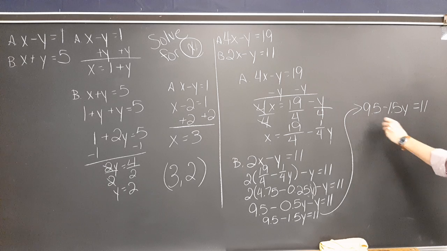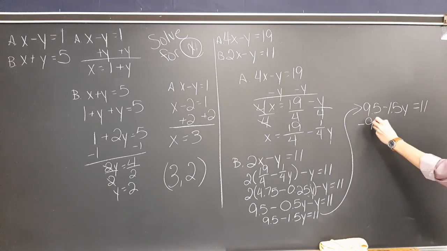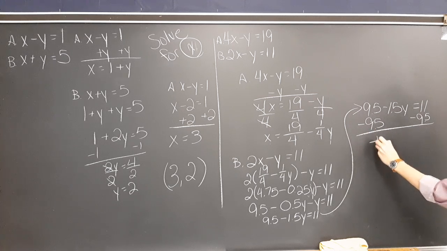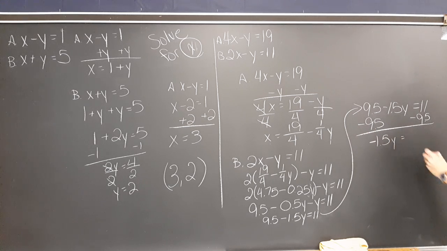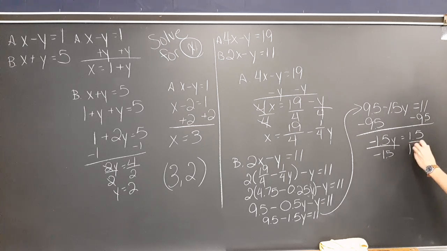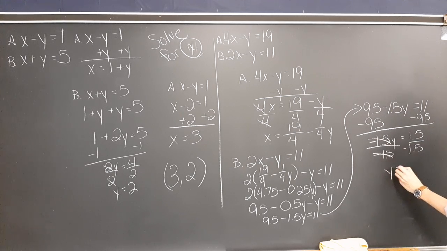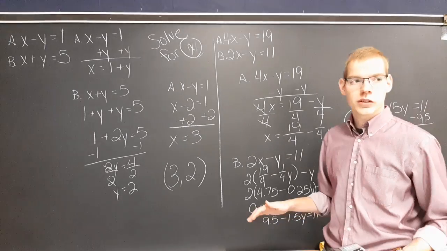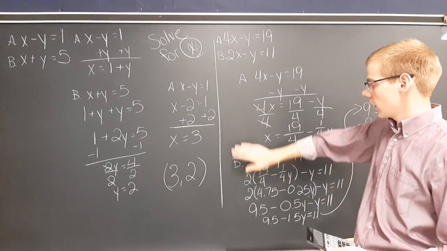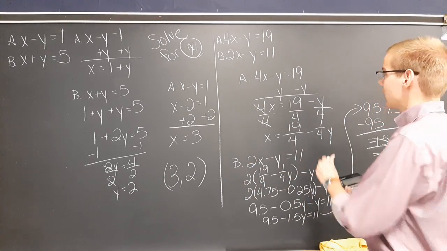Now, bring this over to the other side, minus 9.5 minus 9.5, negative 1.5y equals 11 minus 9.5 is 1.5. Negative 1.5 divided by negative 1.5, y equals negative 1. Now, this is a larger one where we have b that takes up all this space. So now we have a, b, and now we need to go back to a.